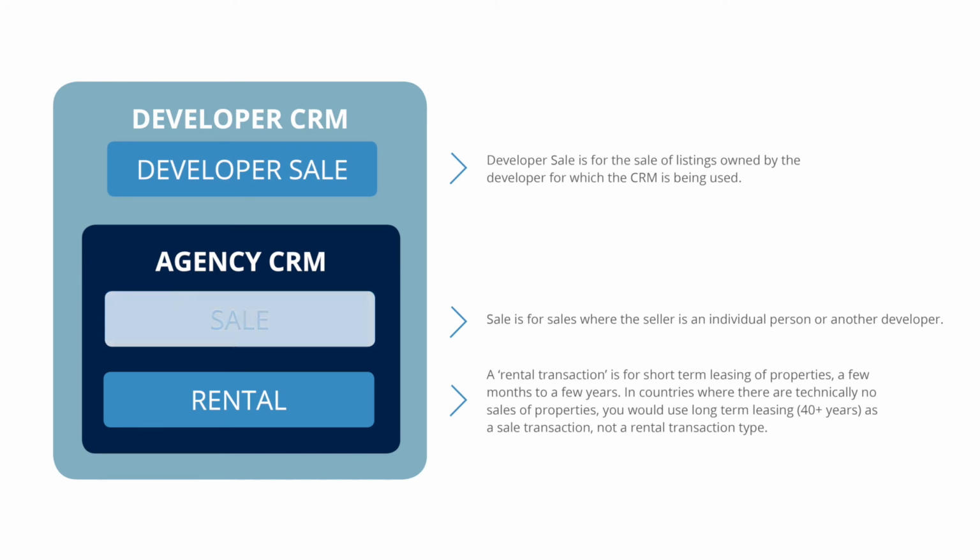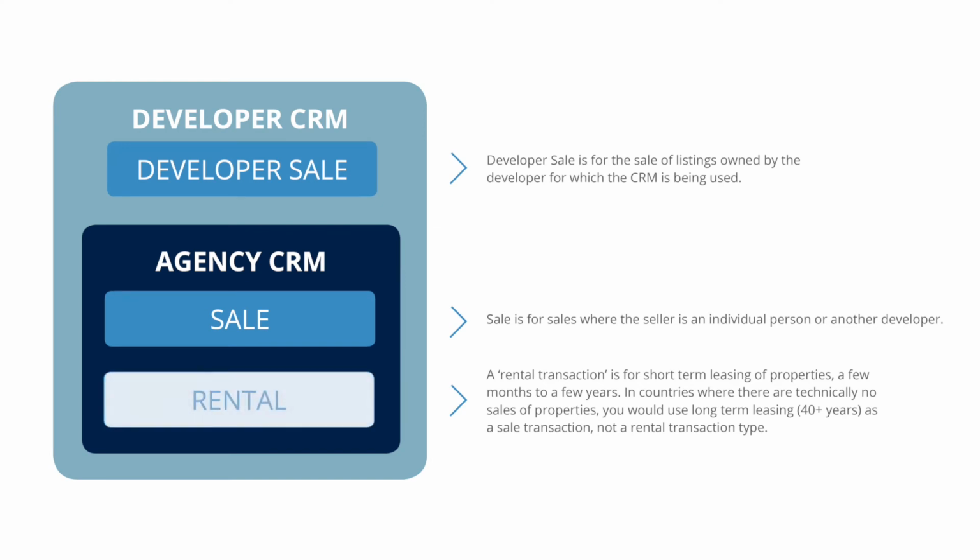In the agency version of our CRM, you will only have access to the sale and rent transaction types. A rent transaction is for short-term leasing of properties, a few months to a few years. In countries where there are technically no sales of properties, you would use long-term leasing, which is 40 years or plus, as a sales transaction, not a rent transaction type.